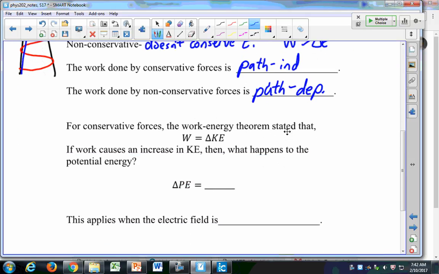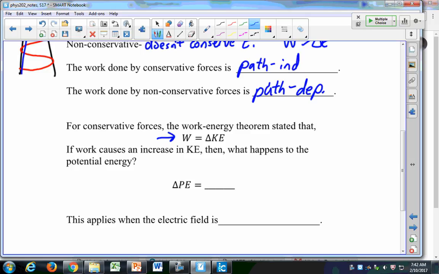All right, so for conservative forces, work is equal to our change in kinetic energy. Now, if work causes an increase in kinetic energy, then what happens to the potential energy? Like if I have a set amount of energy in a system, and if I cause the kinetic energy to go up, what would I say happens to the potential energy? It's going to go down.